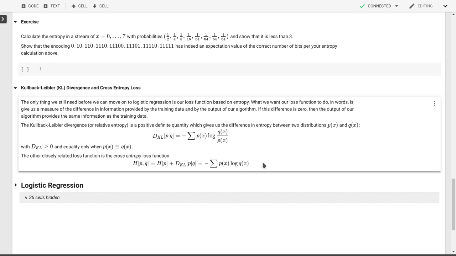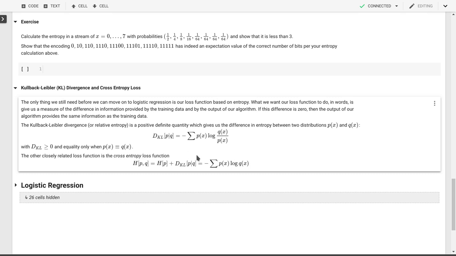So p will be the actual probability in our training data, and q will be the probability that our training algorithm returns. And so we want these to become as close to each other as possible, and we do that by minimizing this cross entropy loss.